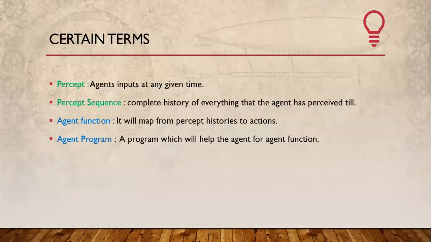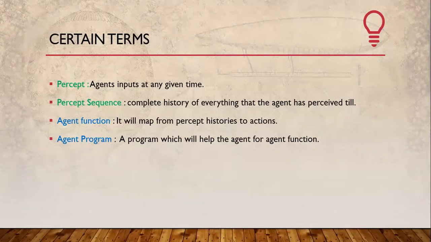Now, in percept and percept sequence, we talk basically about input, right? We also have seen that after taking the percept, the agent has to give certain output. So how does it happen? It happens using something known as the agent function. The agent function maps from percept histories to actions. It is nothing but an algorithm or a code which will help the agent know that if this is the percept, then this is the relevant action which has to be taken.